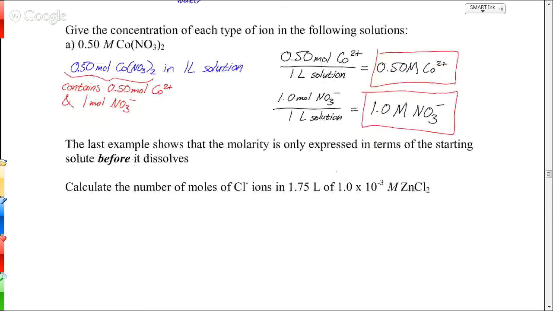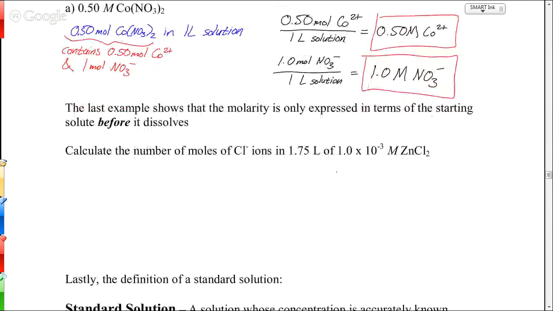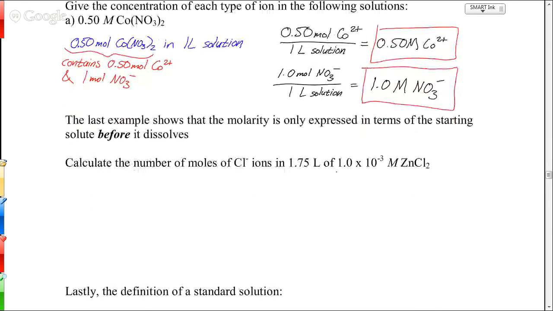So to practice this, let's try this next one. The molarity is expressed in terms of the starting solute before it dissolves. If we've got a solution that's 1 times 10 to the minus 3 molar zinc chloride, that's talking about 1 times 10 to the minus 3 moles of zinc chloride before it's dissolved in a liter of solution. After it's dissolved, what's the number of moles of just the chloride ions? And notice it's asking for the number of moles in 1.75 liters.